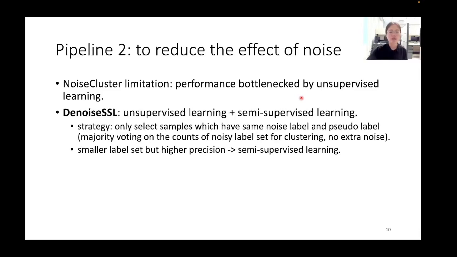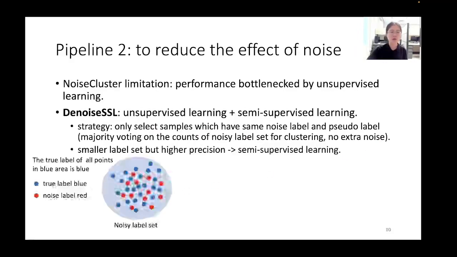Our strategy is that we will only select samples which have the same noise label and pseudo label. The noise label is produced either by randomized response or prefix match, and the pseudo label is produced by majority voting on the count of the noise label set for clustering, and no extra noise is added in this process.